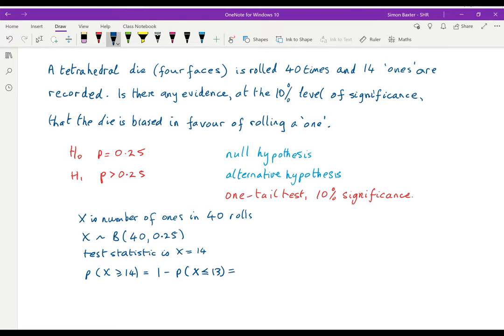Using the probability tables for binomial, we get 1 minus 0.9456. That tells us that the probability that x is greater than or equal to, remember the equals, 14, is 0.0544, which is 5.44%, and that is less than 10%. 10% is the significance level that we're looking for.